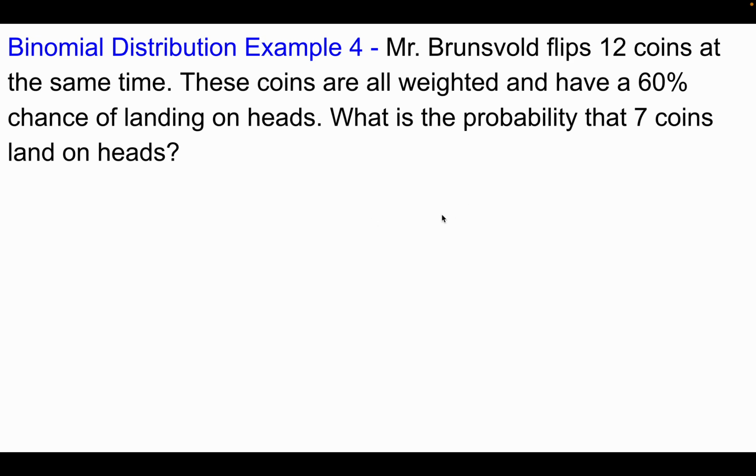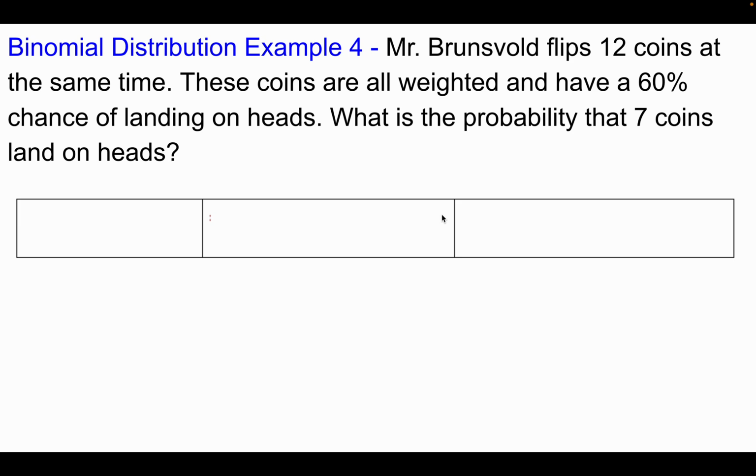So we're just going to jump straight to the formulas this time. Let's start off with the binomial distribution. So it's binomial distribution. We're flipping 12 coins, so I'm putting in 12. And the probability of getting a heads is 0.6. And then I want to know the probability of getting 7 heads. So I'm putting in 7 for my min and 7 for my max.